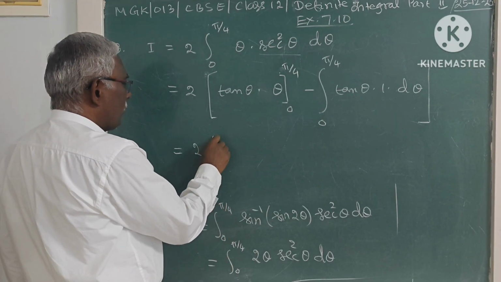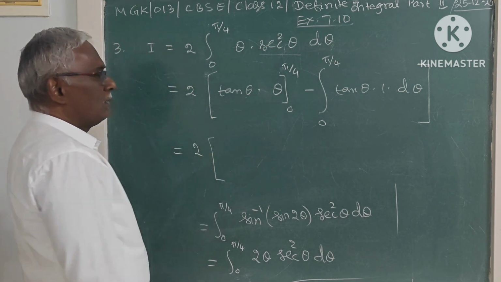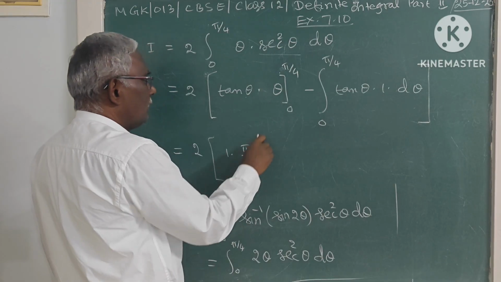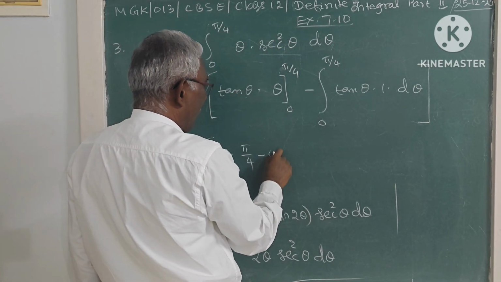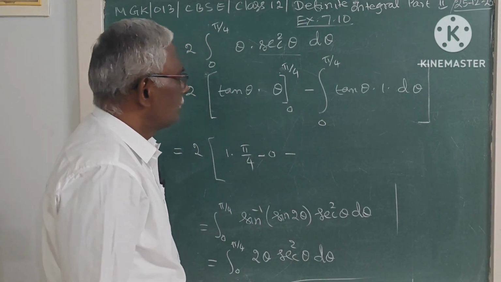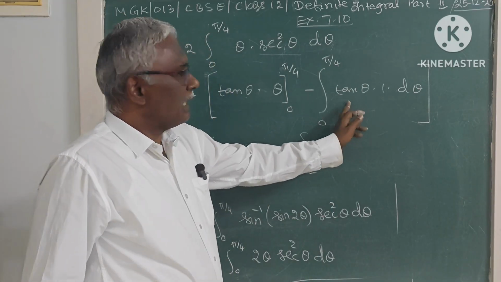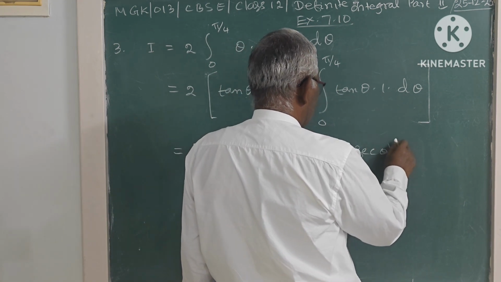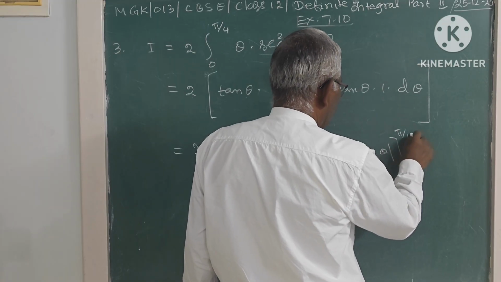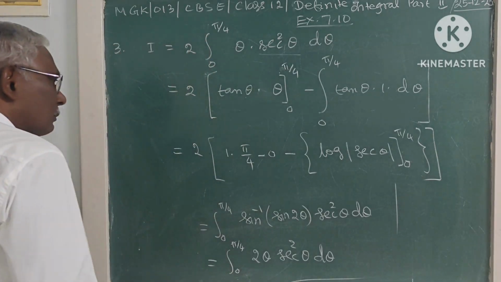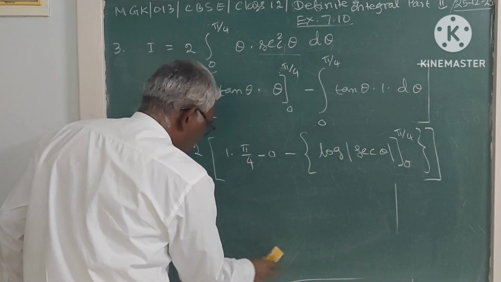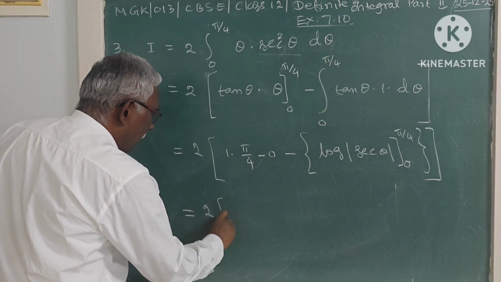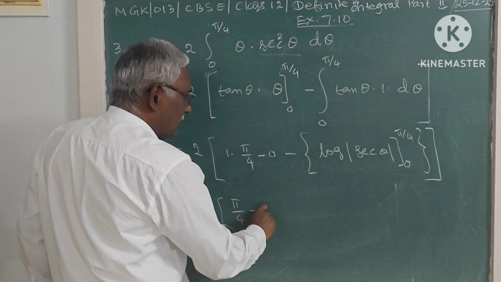Now 2 times, if you put theta is pi by 4, tan 45 degrees is 1, theta is pi by 4. So 1 into pi by 4 minus tan 0 is equal to 0. Then minus, this minus comes here. If we integrate tan theta, what will come? Log of secant theta, again 0 to pi by 4. So this is nothing but 2 times pi by 4 minus this bracket.